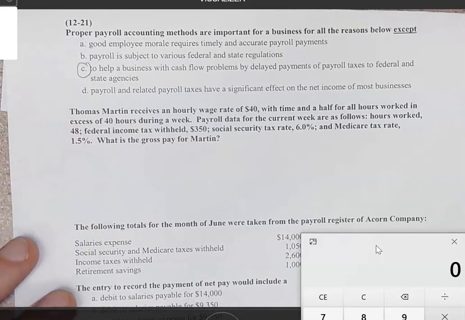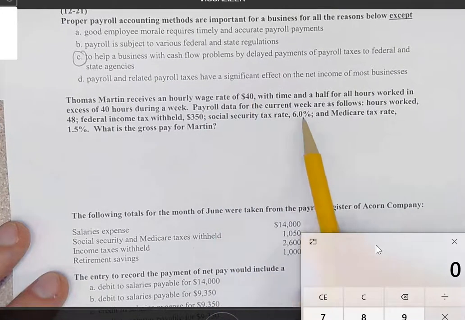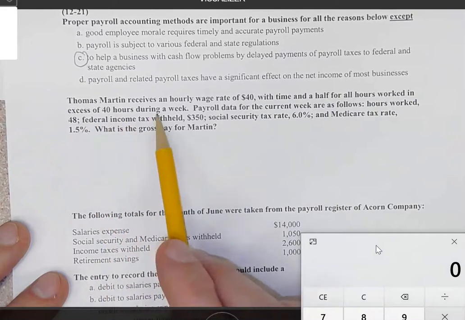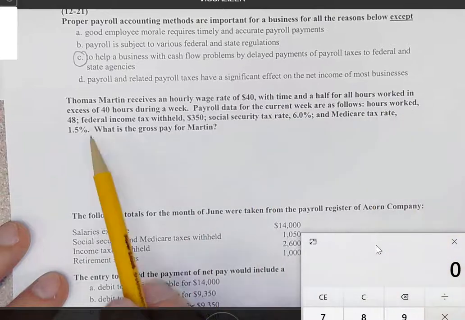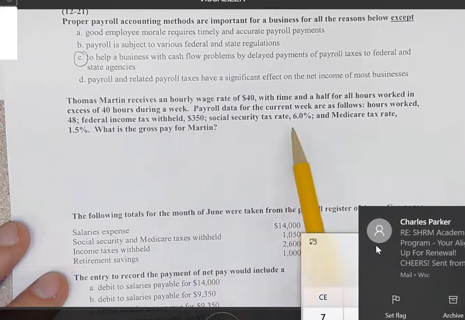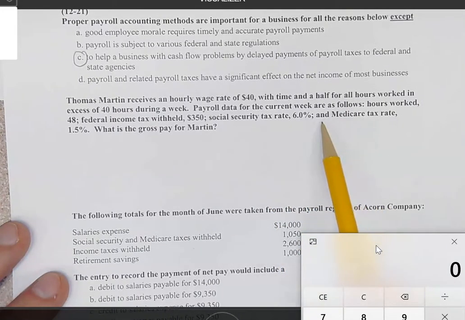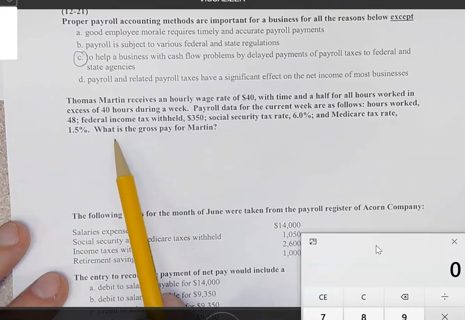All right. So Thomas Martin receives an hourly wage rate of $40, with time and a half for all hours worked in excess of 40 hours per week. Payroll data for the current week are as follows. Hours worked, 48. Federal income tax withheld, $350. Social Security tax, 6%, which is not the correct rate, but whatever. And Medicare tax rate, 1.5%, also not the correct rate, but that's okay. Let's look at what the question says. It says, what is the gross pay for Martin? Okay, what is his gross pay?